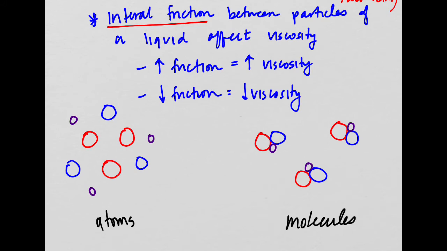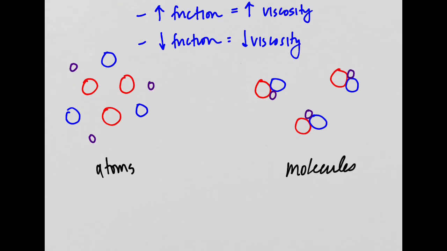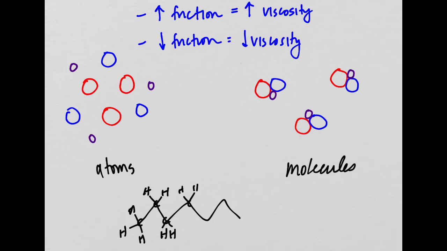So what causes the internal friction in a liquid is the shape of the molecules. This is a super simplified version of a molecule. Molecules can be massive. Not really that massive, but we can't see them with our naked eye. But for example, this is an example of a molecule: carbon atoms, hydrogen, hydrogen, hydrogen, hydrogen. All right, you get the point.